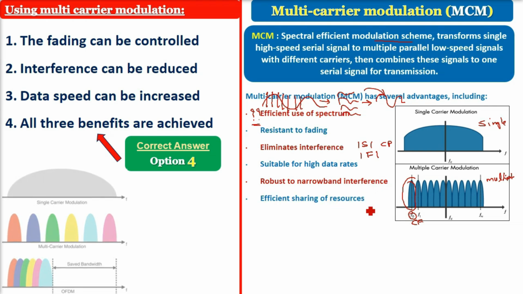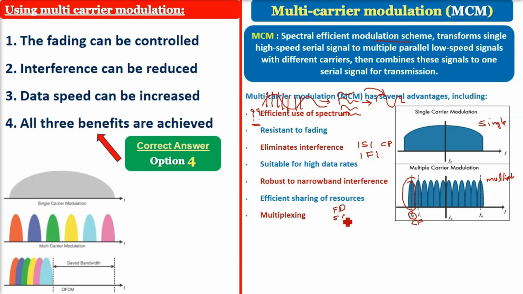It allows efficient sharing of resources. MCM allows for efficient sharing of resources in the frequency domain. Then we have the multiplexing. MCM allows for multiplexing of multiple users in the frequency domain and spatial domain.